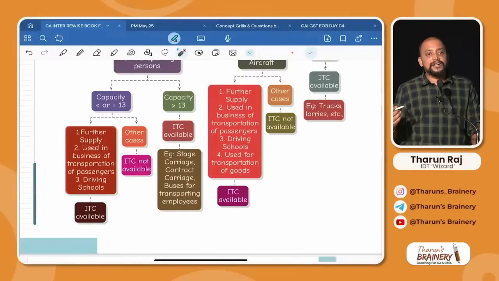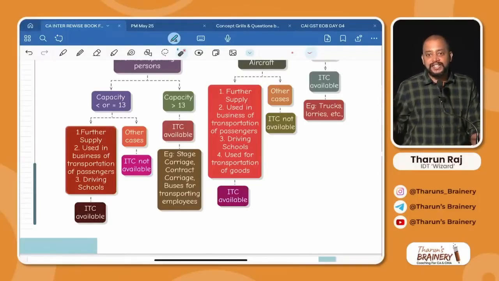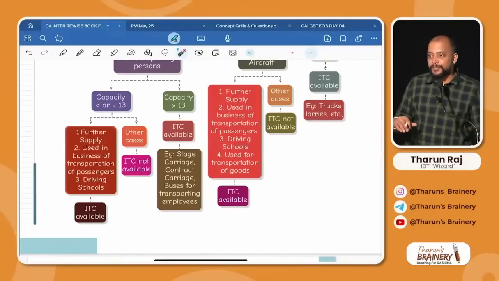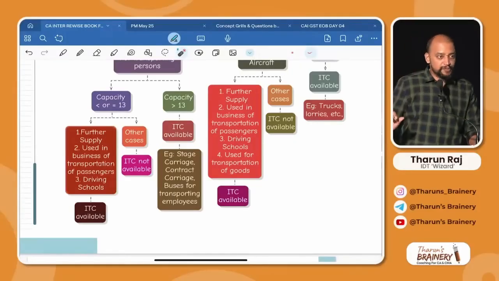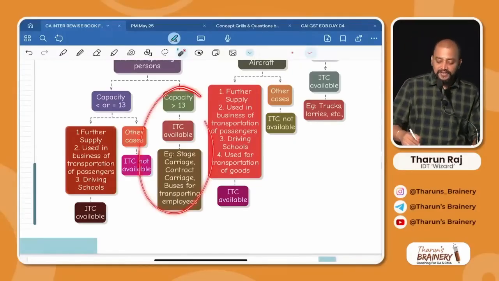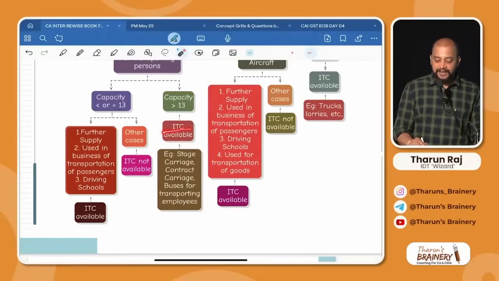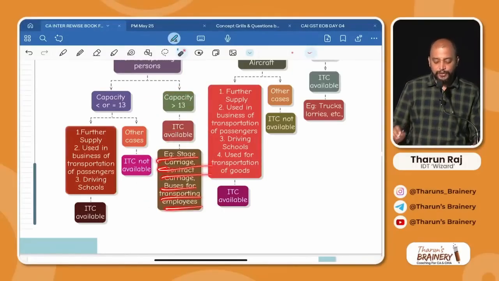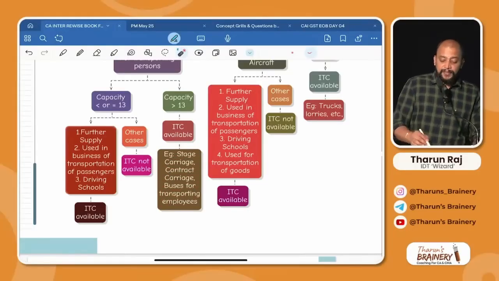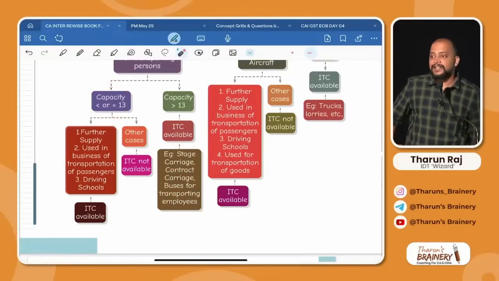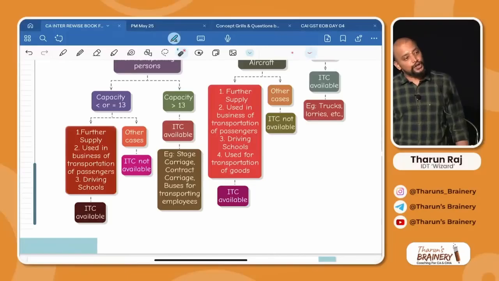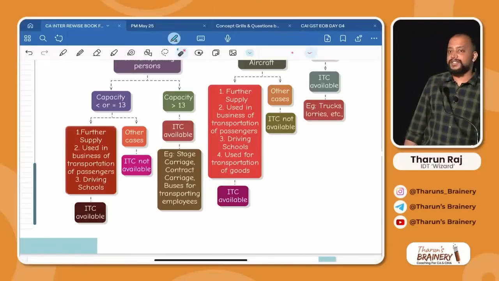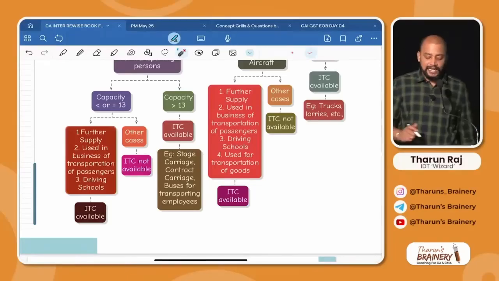So greater than 13 means tempo travellers, buses, etc. No one will use it for personal purpose. They definitely use it for business purpose only. That's the reason why they have given ITC in that case. ITC available. Example, stage carriage, contract carriage, buses for transporting employees. But capacity not exceeding 13 is a blocked credit, even though you are using it partly for business, partly non-business.